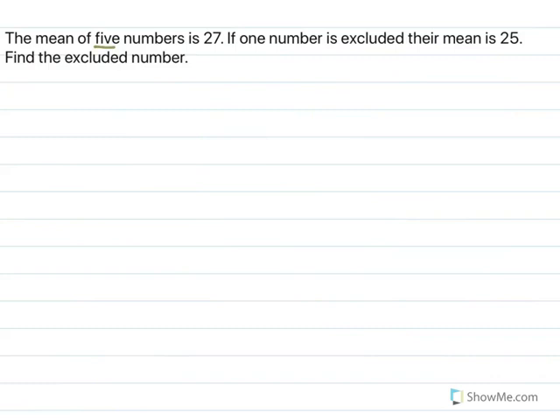The mean of 5 numbers is 27. So mean equal to 27. Number of observations is 5.